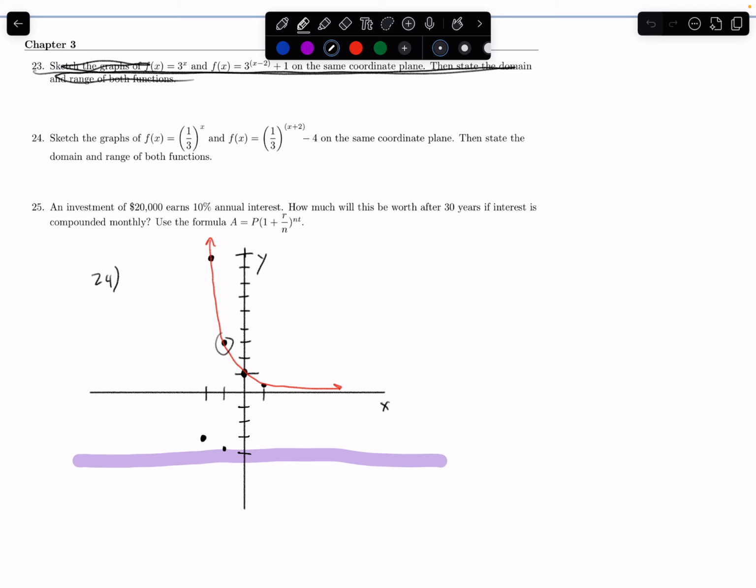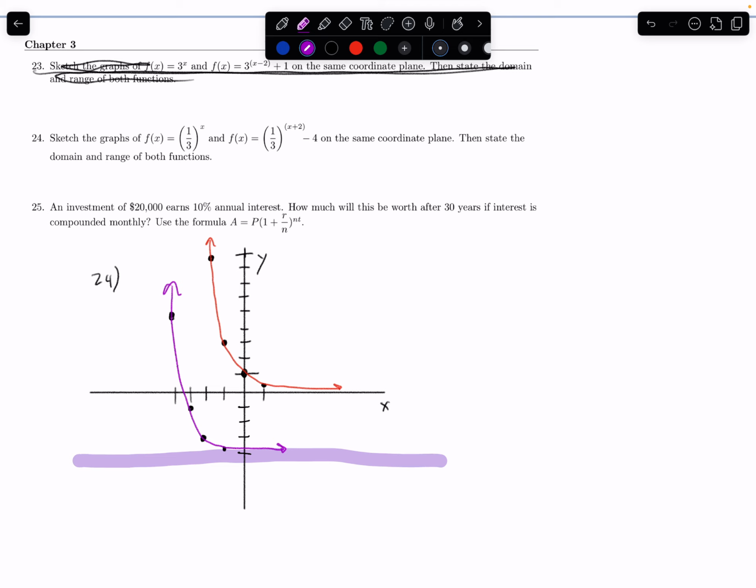This guy over here, left by 2, 1, 2, and then down by 4 puts it at -1 right there. This guy, left by 2, 1, 2, and then down by 4, 1, 2, 3, 4, right about here. Okay, I'm going to connect those dots. So the shape is the exact same. It just shifted left and down.